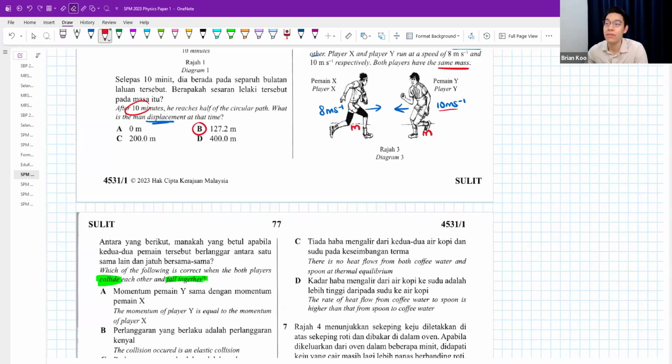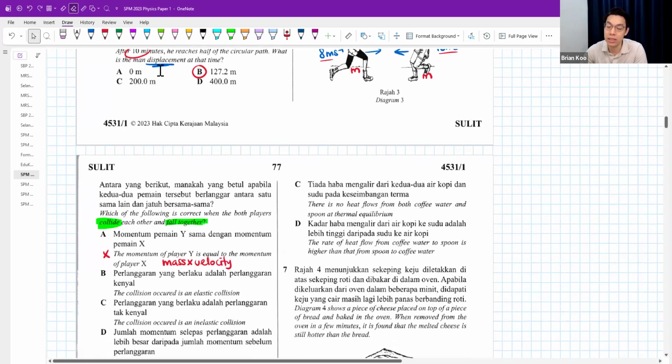But then their velocity is different, no? So if you take momentum, which is mass multiplied by velocity, it will give you a different answer. So they don't have the same momentum. Huh? The collision that occurred is an elastic collision? Also wrong.